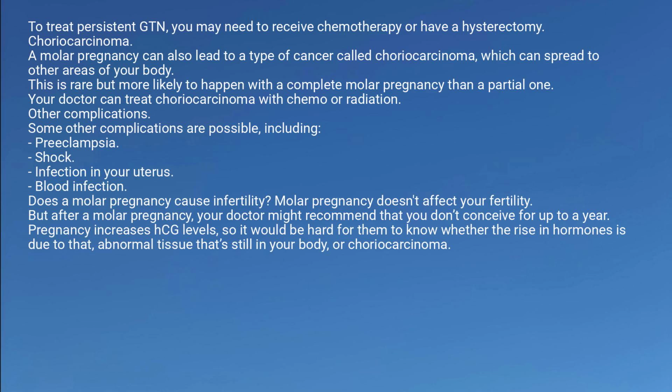Choriocarcinoma. A molar pregnancy can also lead to a type of cancer called choriocarcinoma, which can spread to other areas of your body. This is rare but more likely to happen with a complete molar pregnancy than a partial one. Your doctor can treat choriocarcinoma with chemo or radiation. Other complications. Some other complications are possible, including preeclampsia, shock, infection in your uterus, blood infection.